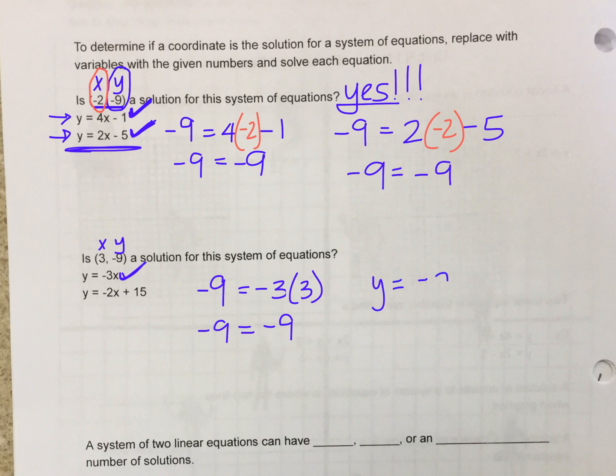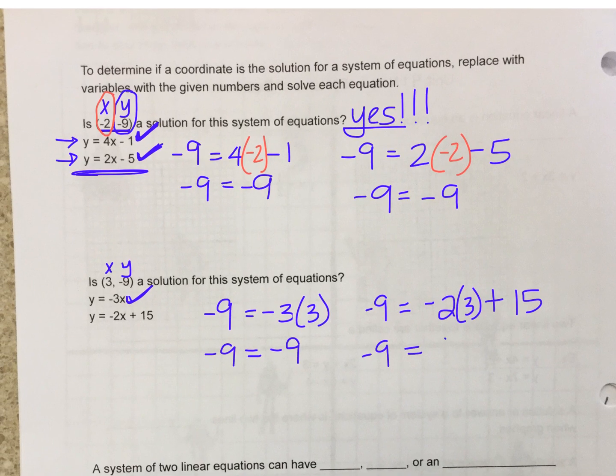y equals negative 2x plus 15. Instead of y, I write negative 9. Instead of x, I write 3. So I get negative 9 equals, negative 2 times 3 is negative 6, plus 15, that's a positive 9. Negative 9 equals positive 9. That is not true. Lies, lies. So that one does not work.